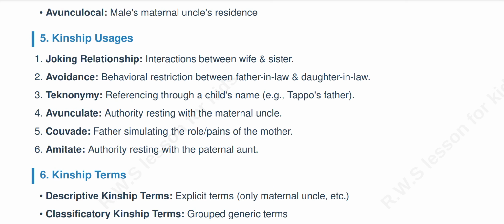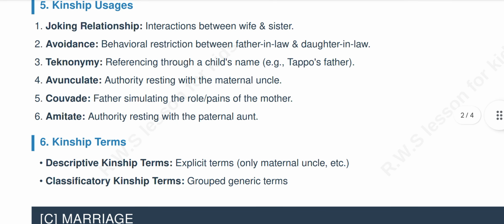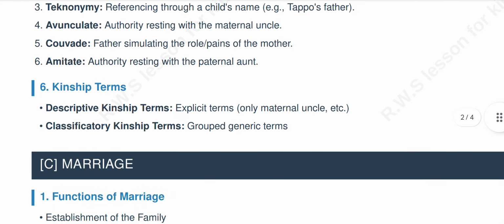Next comes amitate, authority resting with the paternal aunt. This is just opposite to the avunculate. Here the authority is with your paternal aunt, meaning your father's sister. This is just opposite to the fourth point we just read.